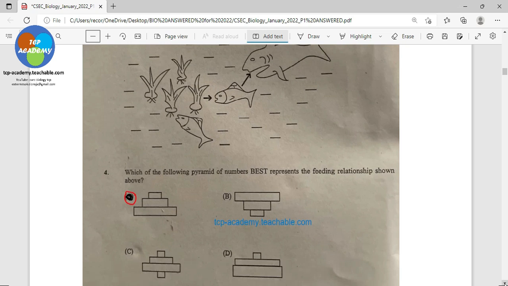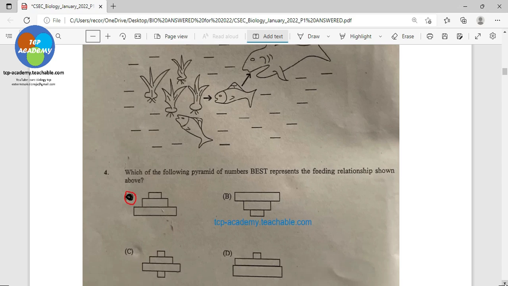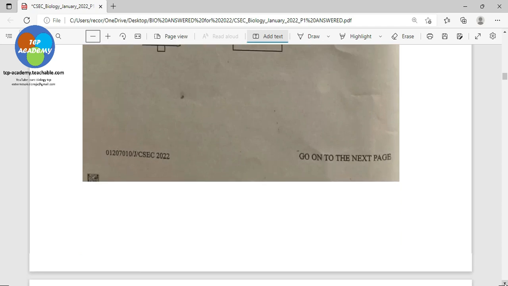Number 4. It refers to the diagram here that looks at pyramid of numbers. Which of the following pyramids of numbers best represents the feeding relationship shown above? We have A, B, C, and D. The answer correctly is A. And we're moving on very quickly.